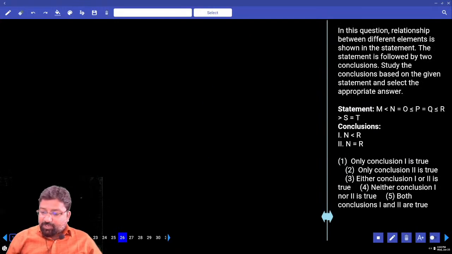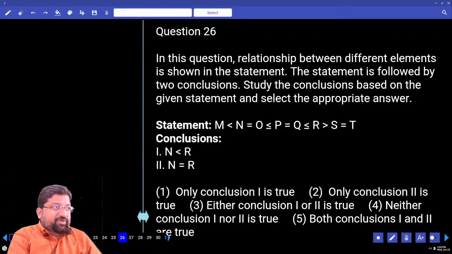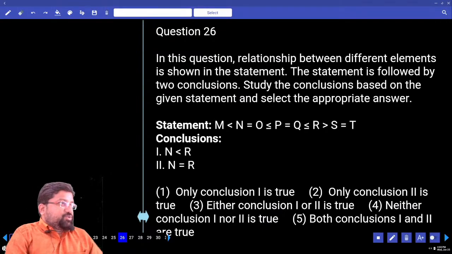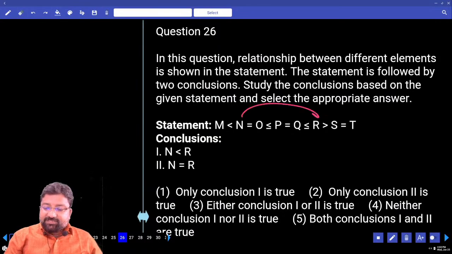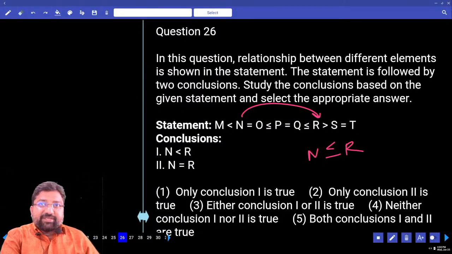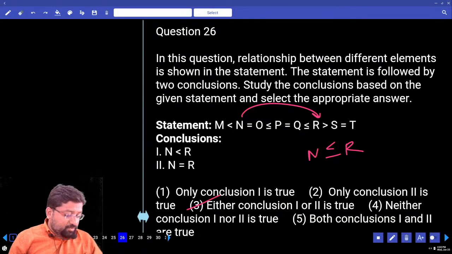26, questions on coded inequalities. I've been telling you for many days, in coded inequalities we will not use any pen and paper, only observation. Look into the options. Clearly there is an indication to us. Answer can be either or. Let us find the relationship between N and R. In between N and R, I see only one symbol. What is that symbol? Less than or equals to R. For us, equal to is not at all a symbol because it does not make any difference. N less than or equals to R. N is less than R, or N is equal to R. The answer is either 1 or 2. 27.